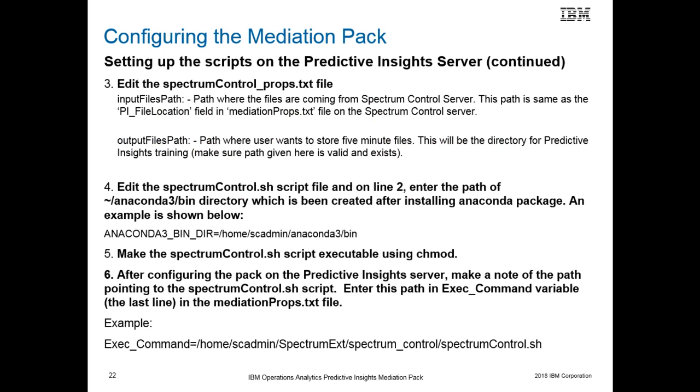For step 3, you must edit the Spectrum Control_props file and specify the input files path, the py_file locations and the output files path. On step 4, you must edit the Spectrum control script file and enter the path of the Anaconda binary directory on line 2 of the script file. On step 5, make sure the shell script is executable, and for step 6, you must enter the path to the Spectrum control script in the mediation props configuration file.